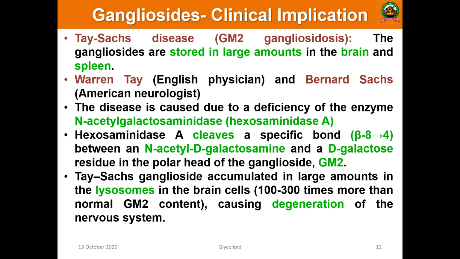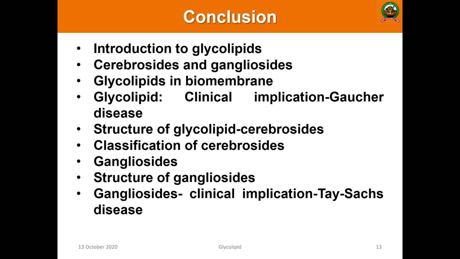So this is all about the cerebrosides, dear students. Once again, with this we can conclude. Once again we can glance through the major points studied in this class. We have discussed what glycolipids are, another important type of compound lipids. They are classified into two groups, cerebrosides and gangliosides. We have discussed what cerebrosides and gangliosides are, and the importance of glycolipids in the biomembrane. The self-sealing capacity of biomembranes is due to these glycolipids. And the clinical implication called Gaucher's disease or Gaucher syndrome.